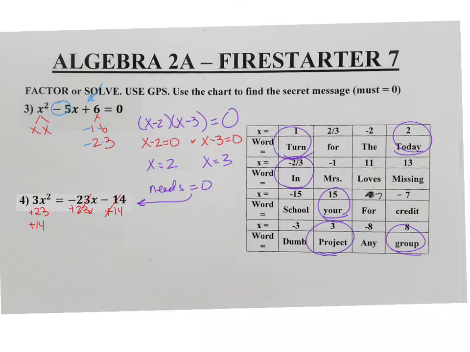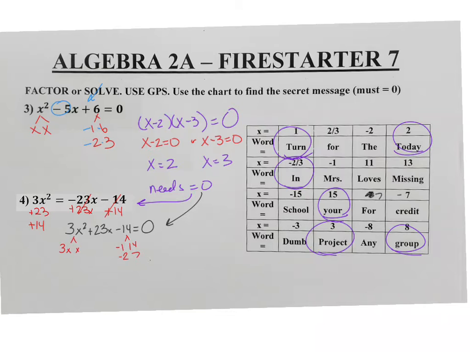So the left side becomes 3x squared plus 23x minus 14. Remember, now it's equal to 0. Now that it equals 0, I'm allowed to do my breakdown. So I say, how do I get 3x squared? 3x and x. How do I get negative 14? Negative 1 and 14, negative 2 and 7.